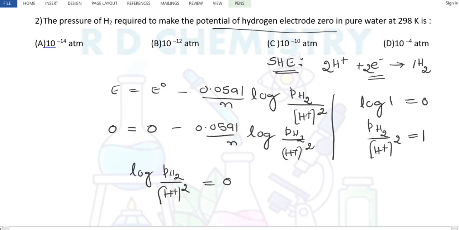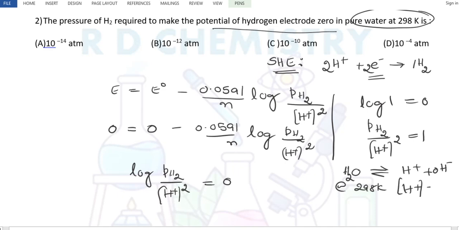But what is the H plus concentration? It is not given, but they mention pure water at 298 Kelvin. You know that water can undergo dissociation to give H plus and OH minus. We can take two water molecules also. Now at 298 Kelvin, the H plus concentration is equal to 10 to the power minus 7, and that of the OH minus is also the same.